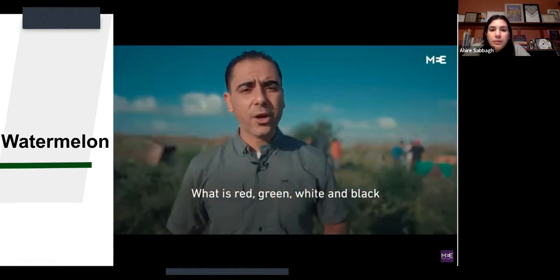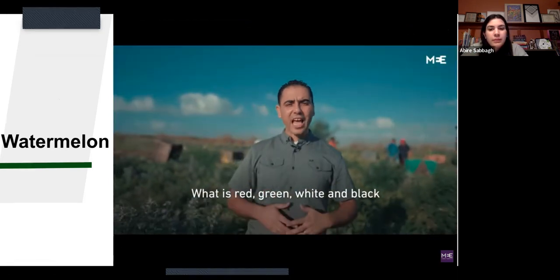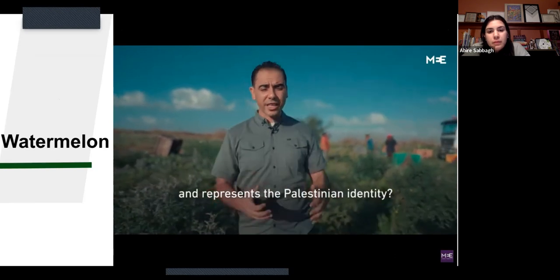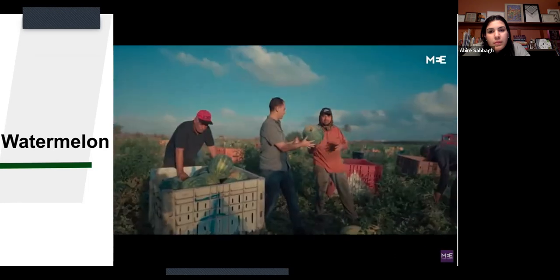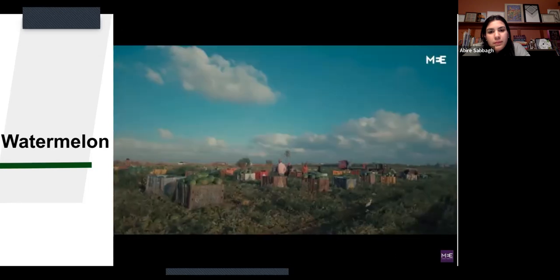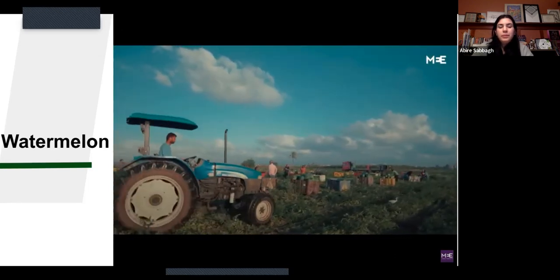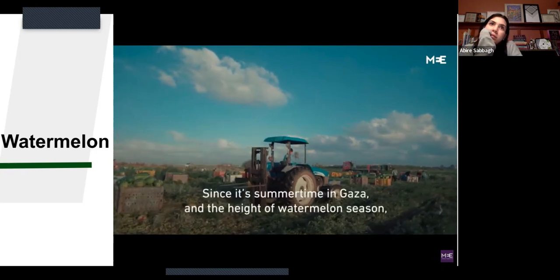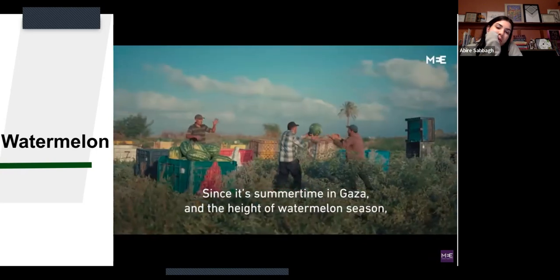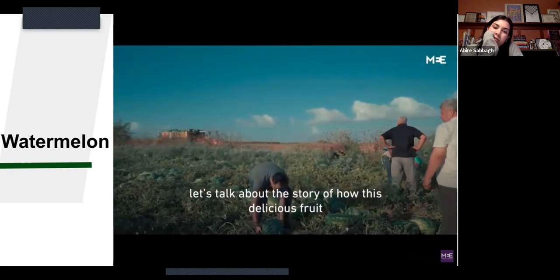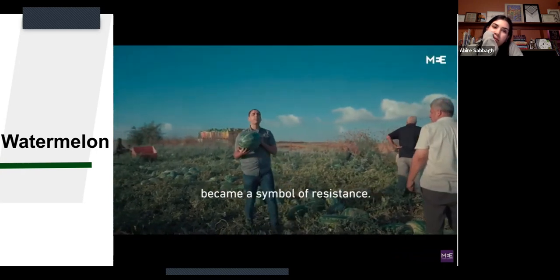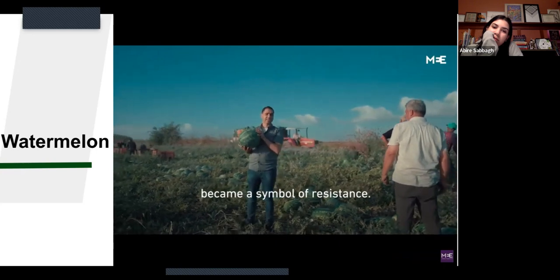What is red, green, white, and black and represents the Palestinian identity? It's not the flag, it's the watermelon. First of all, it's summertime in Gaza and the height of watermelon season. Let's talk about the story of how this delicious fruit became a symbol of resistance.